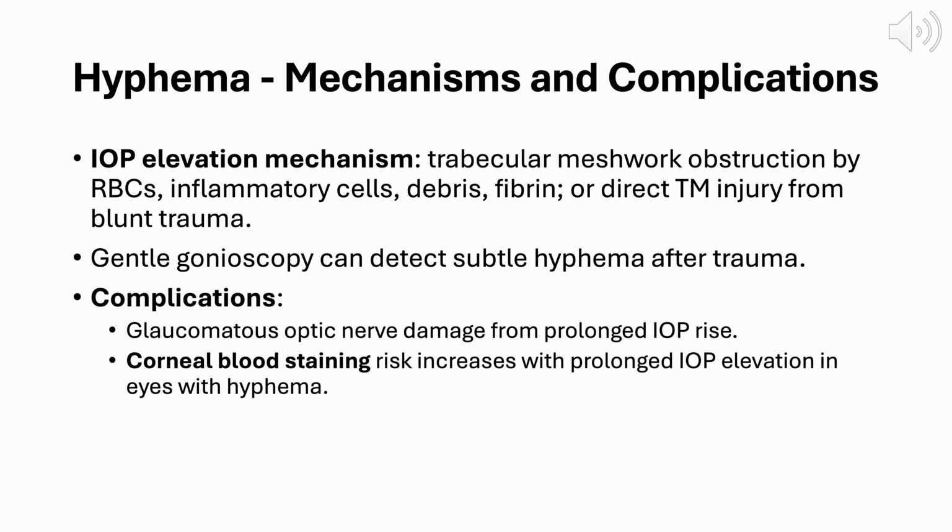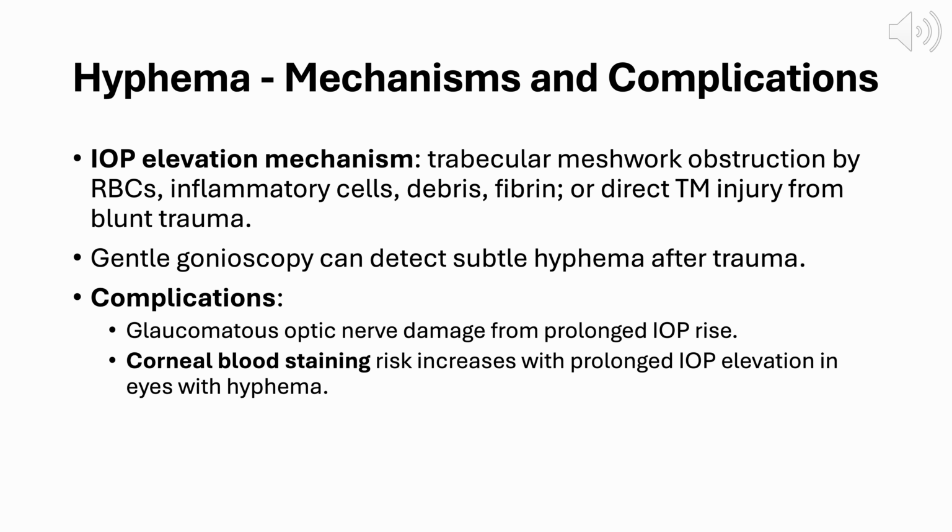Continuing from the discussion on traumatic hyphema, it's important to understand the underlying mechanisms that lead to complications. The rise in intraocular pressure often occurs because the trabecular meshwork becomes obstructed. This can be due to red blood cells, inflammatory cells, debris, or fibrin, or from direct injury to the trabecular meshwork after blunt trauma. Performing gentle gonioscopy can help detect even subtle hyphema in the aftermath of trauma.